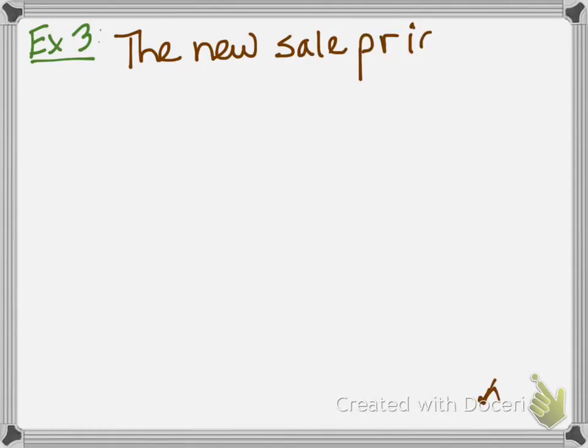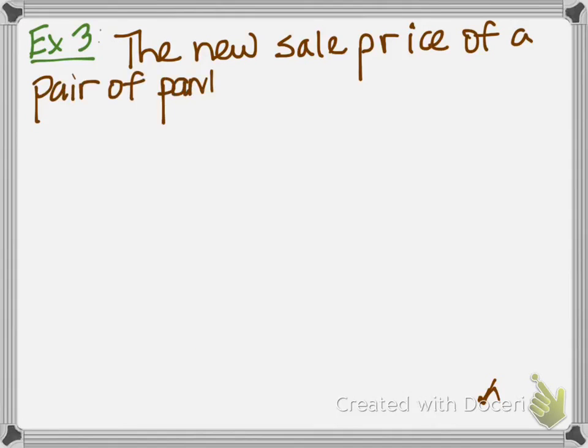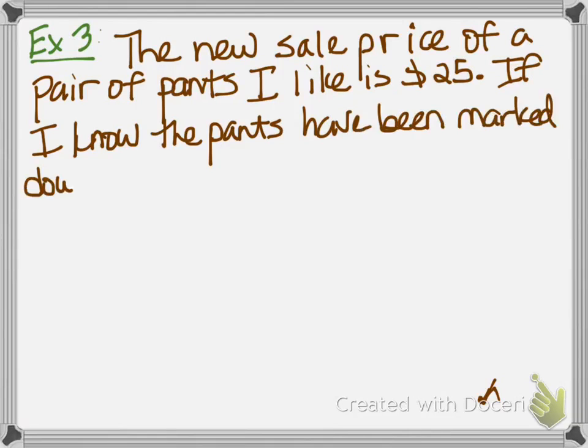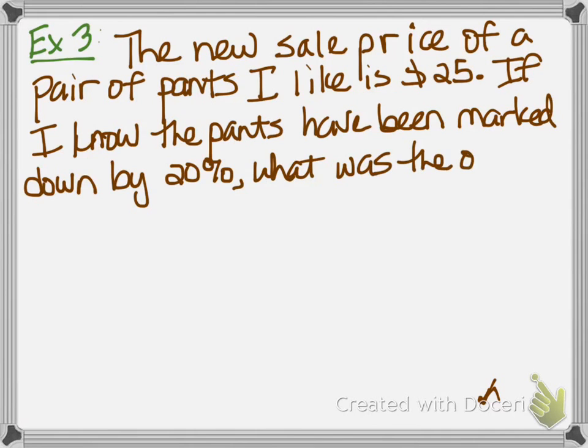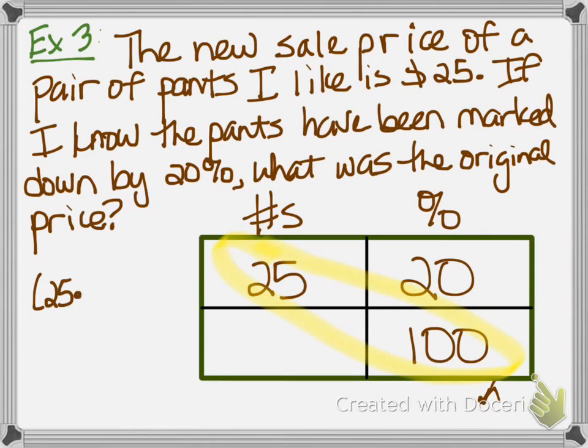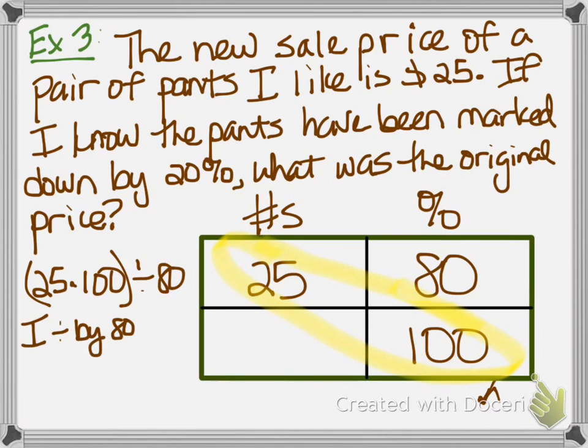Here's the third example. The new sales price of a pair of pants I'd like to have is $25. If I know the pants have been marked down by 20%, what was the original price? Similar to the other one, 20 goes over what? Well, hold on a second. I'm sorry. I realized an error that I had.